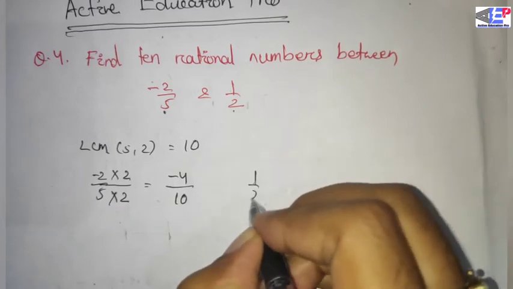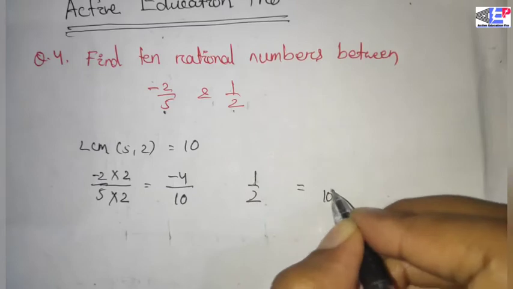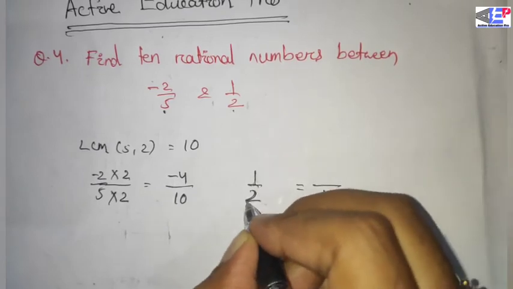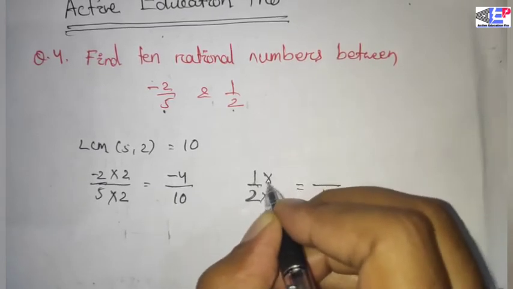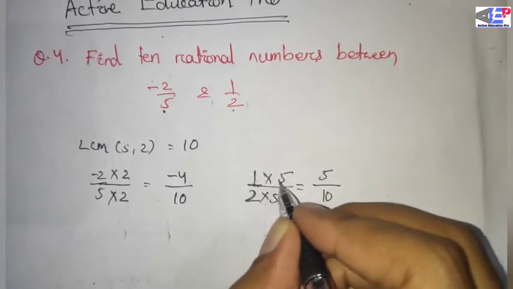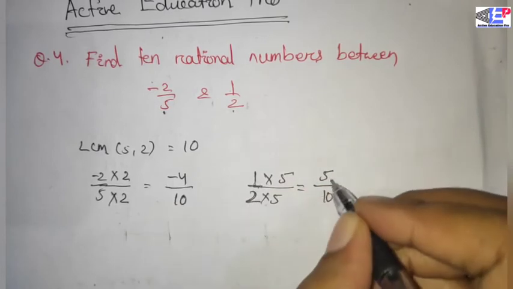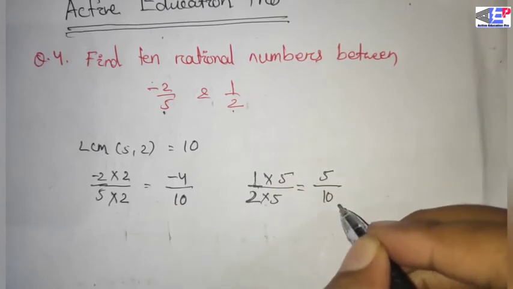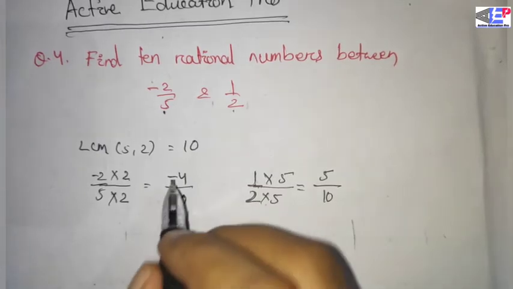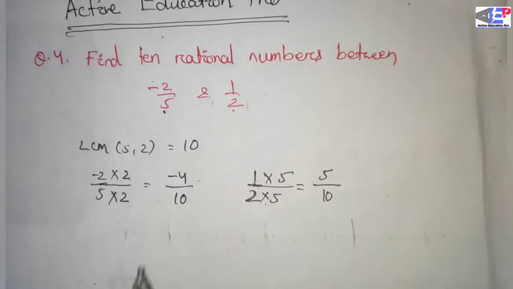Similarly, make 1 by 2 have denominator 10. To make the denominator 2 into 10, we need to multiply with 5. Again multiply 5 with the numerator, and it will become 5 by 10. 1 by 2 and 5 by 10 are the same, the value remains unchanged. So now the new numbers are minus 4 by 10 and 5 by 10. Both the denominators are the same.